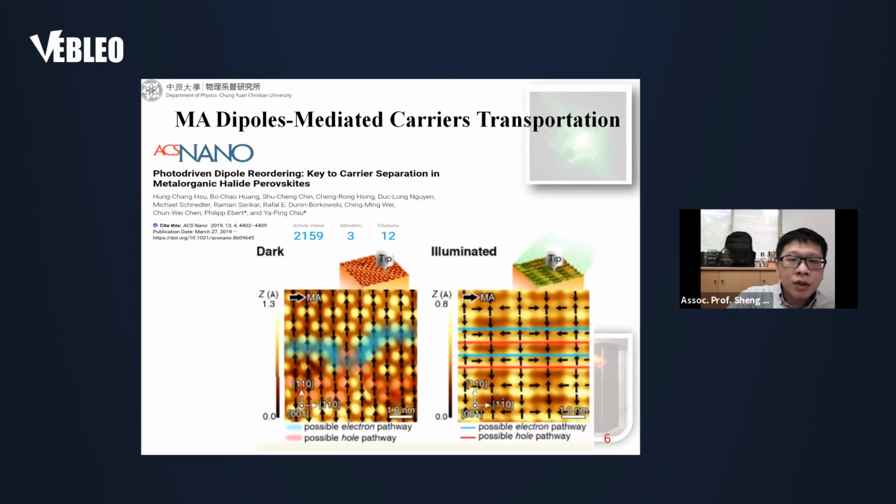This concept was demonstrated by Professor Cho's group. They use the AFM-based technique to see the energy transport. This is dark condition. This is illuminated condition. Under the illuminated condition, the electron and the hole flows are spatially separated. So Professor Cho's group just tried to demonstrate this idea.